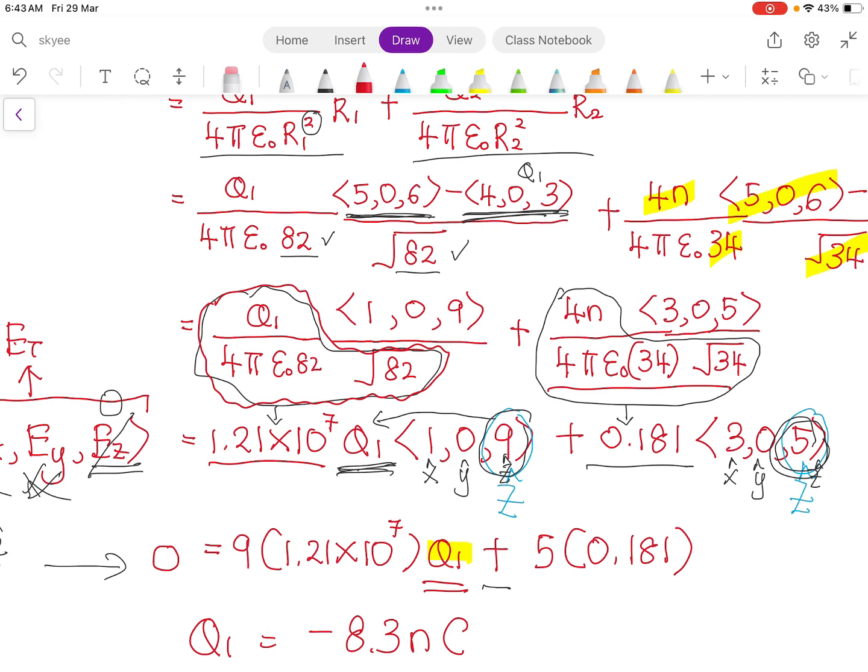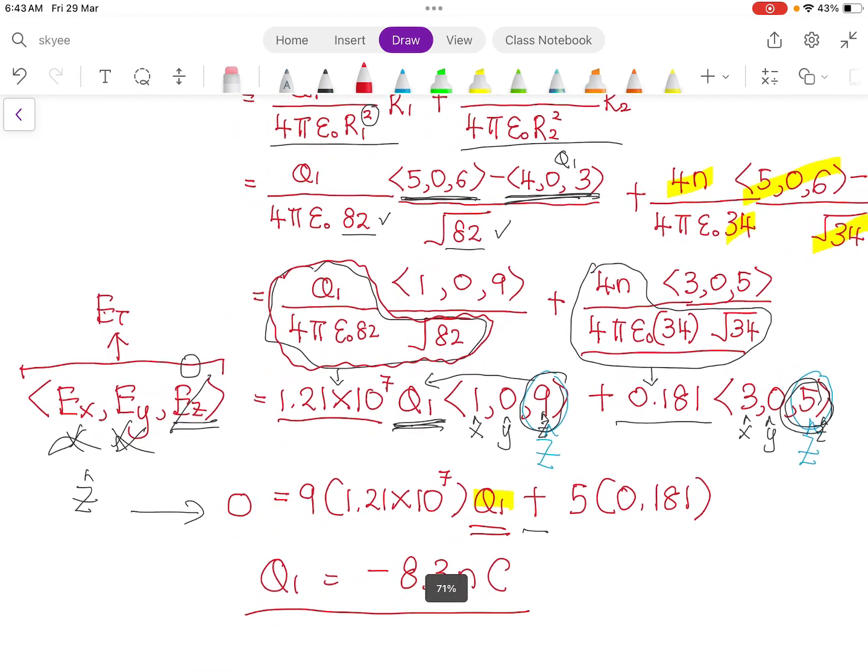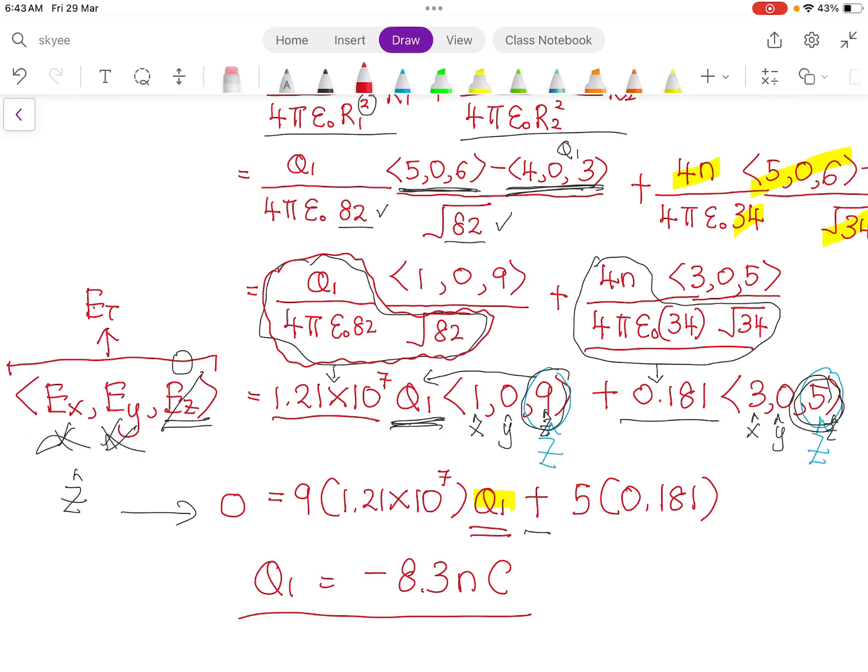Okay, so now let's try to solve. I didn't multiply it, because I know that I won't be using all the X component and Y component, because they are unknown. I don't have any idea about what their values are.